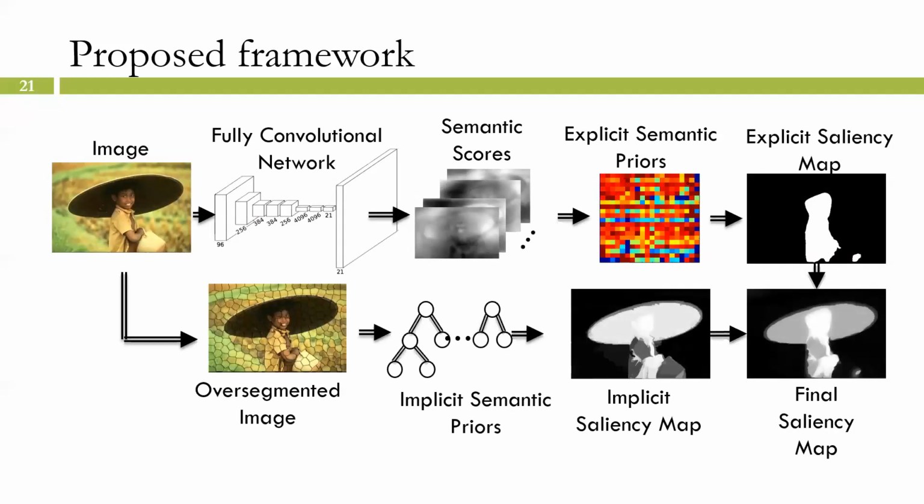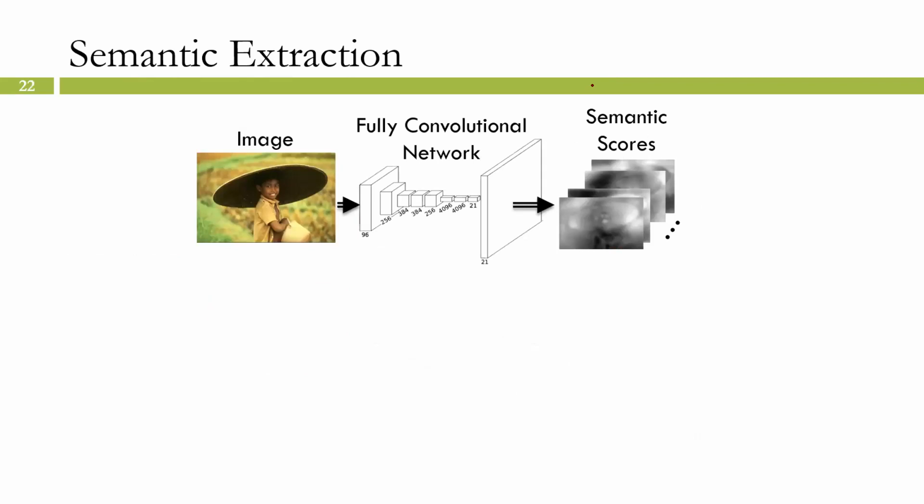So here's the framework. We have the input image. We feed the image into the FCN model, and then we obtain the semantic score. From that, we build the explicit semantic priors to obtain the explicit saliency map. For another route, we over-segment the image into superpixels, and then we compute the implicit semantic priors to obtain the implicit saliency map. From the explicit saliency map and the implicit saliency map, we fuse them together to have the final saliency map. Now let's go to the details.